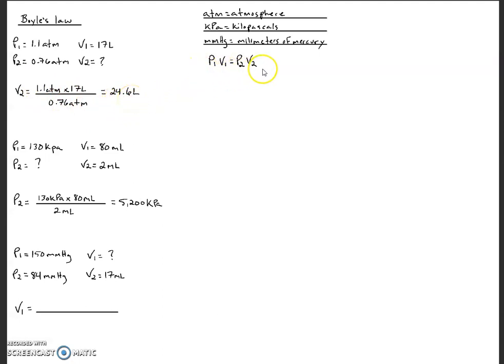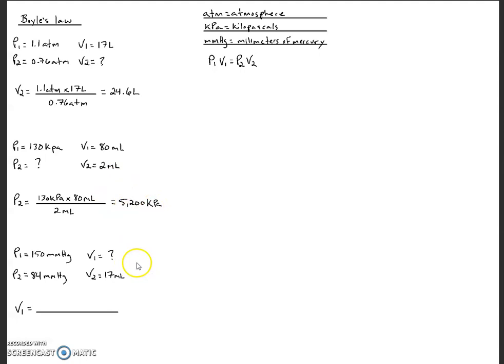And again, recognize what's going on here. If you take the same thing here, we have atmospheres, kilopascals. We can express it a few different ways. So we have P1, 130. We want to solve for P2. Do the same kind of inverting. We end up with 5,200 kilopascals.